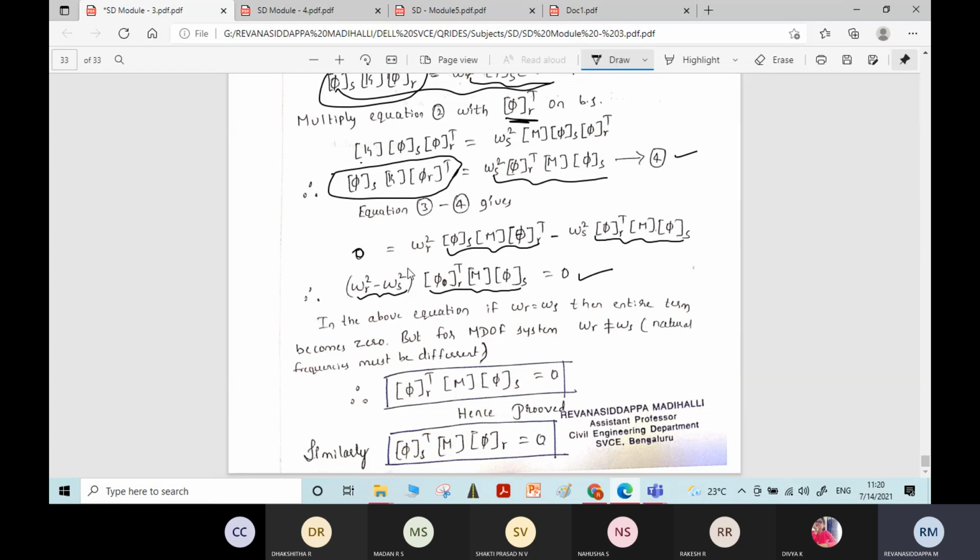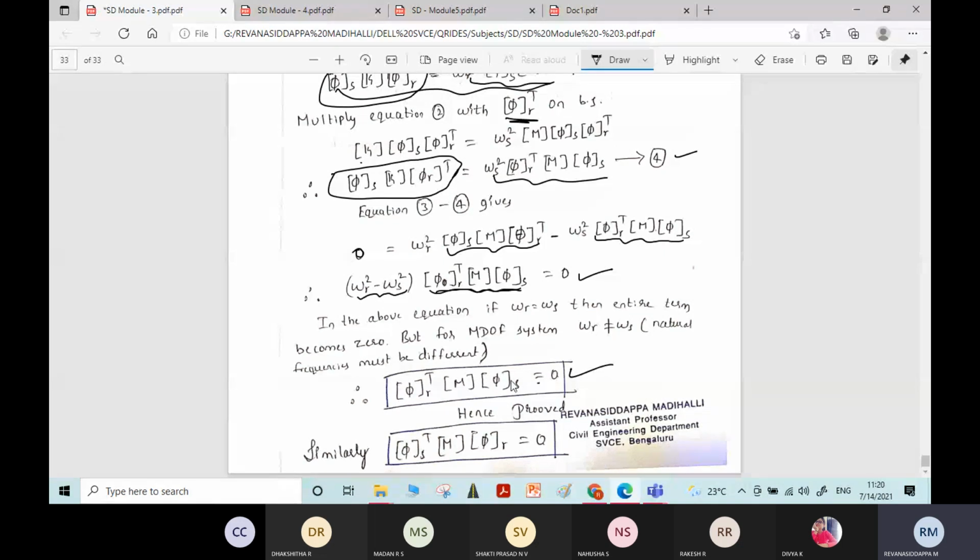So this term cannot be equal to 0. Okay, this term cannot be equal to 0, but this term can be equal to 0. Therefore this term, pi r transpose into m into pi s, equals 0. Now the required equation is proved. Whatever equation we wrote earlier in the beginning, that equation is proved.